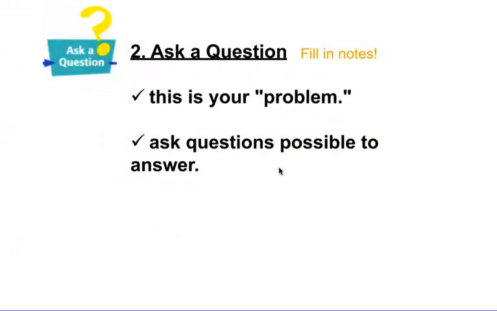Once you have your observations, you can ask questions about your observations. This is going to be your problem. And you have to make sure that your questions have a possible answer. There are some questions out there that you just really can't answer. For example, what came first, the chicken or the egg? Well, we can't really answer that. Okay, so make sure that your question has a possible answer.